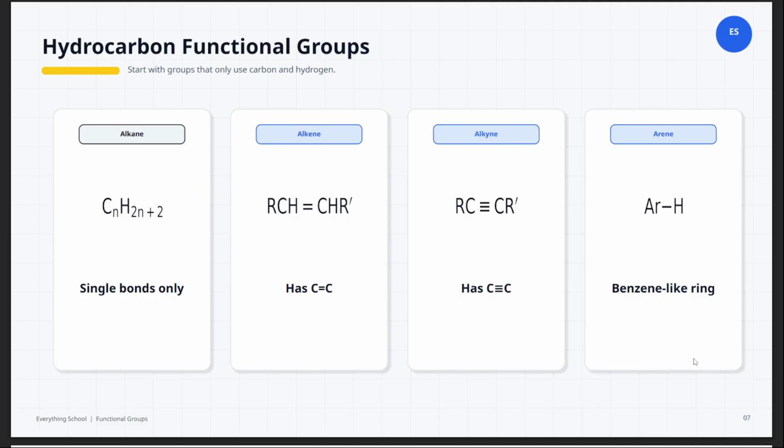For a beginner exam, the fastest recognition clue is the bond pattern. Single bonds only means alkane. A double bond means alkene. A triple bond means alkyne.